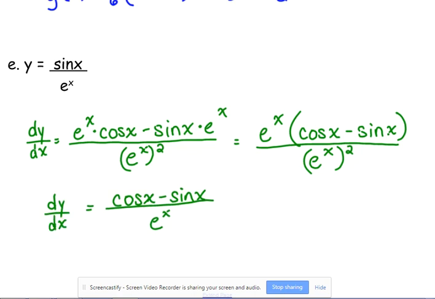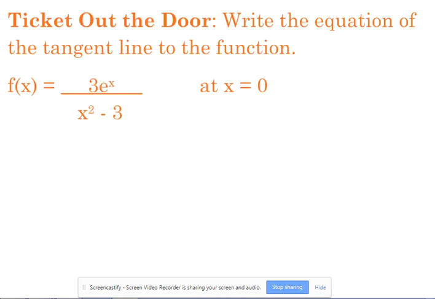Okay? Here's a take it out the door problem. Try this and come back to the explanation. Write the equation of the tangent line to the function at x equals 0. So tangent line means we need slope. Slope comes from the derivative, f prime of c, and then we need a point. We need an x and a y. We have x, we need y. So let's start with that part.